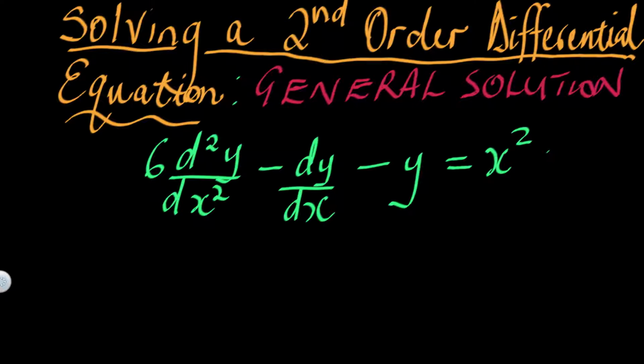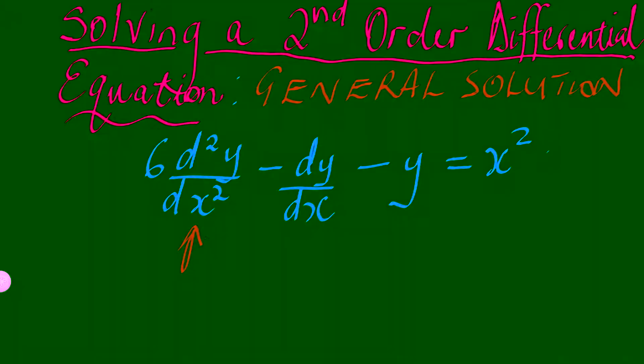A second order differential equation is a differential equation that contains second order differential coefficients. What we call a second order differential coefficient is simply a second derivative. For instance, if we have 6 d squared y dx squared minus dy dx minus y equals x squared, this is a second order differential equation because what we have here is a second order differential coefficient.